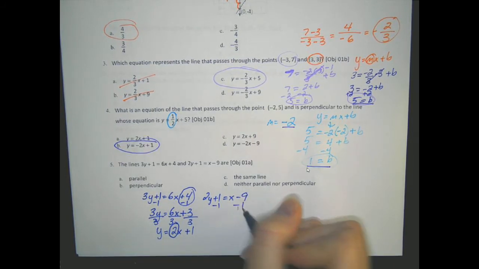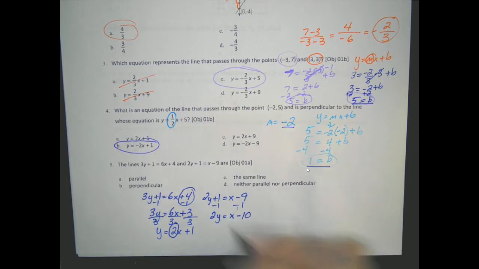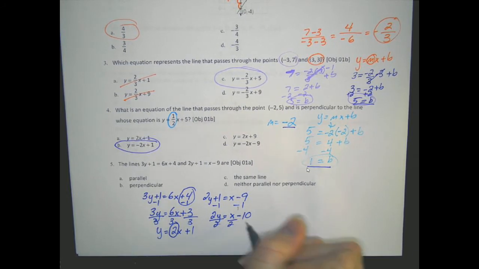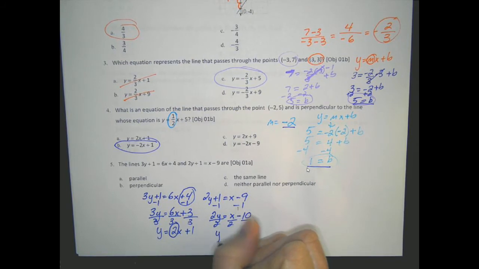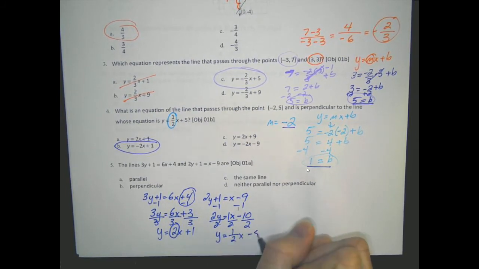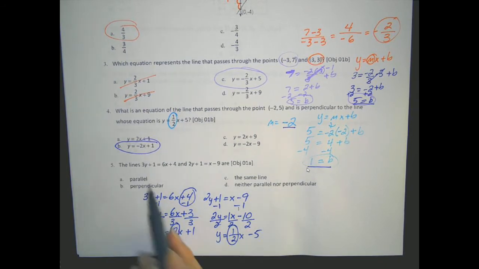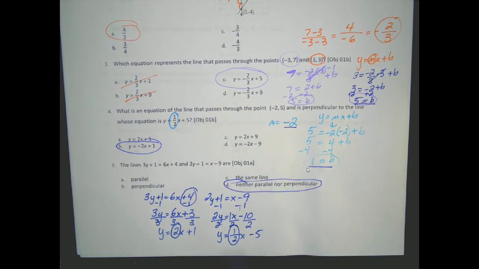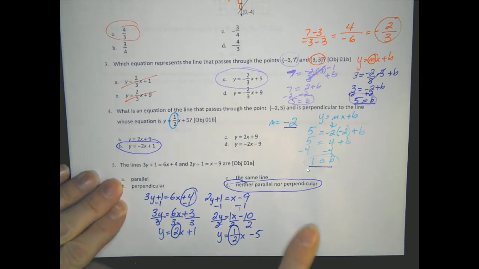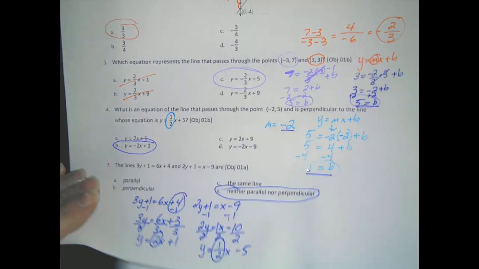Do the same thing here. 2y is equal to x minus 10. Divide each term by 2. Y is equal to, well, this would be 1/2 x minus 5. The slope of this is 1/2, but it's not negative 1/2. So these are actually going to be neither parallel nor perpendicular because the slopes are not opposite reciprocals. Now, a question like this on the test, you would have to explain the slopes are not the same or opposite reciprocals. So that's for that one.